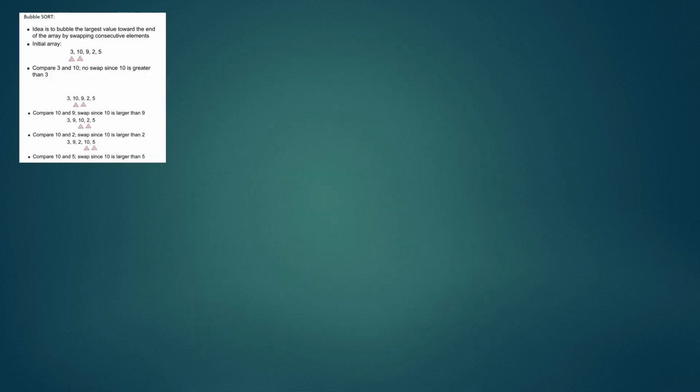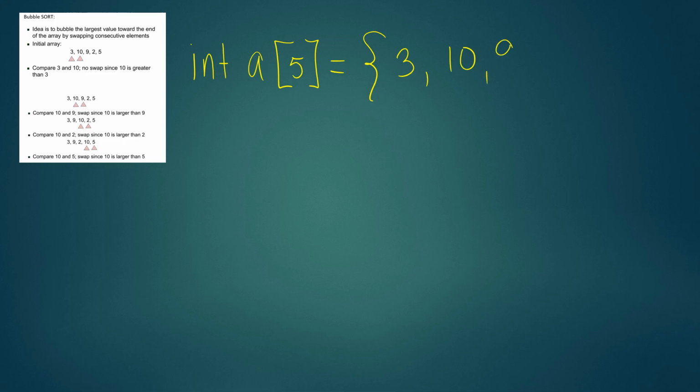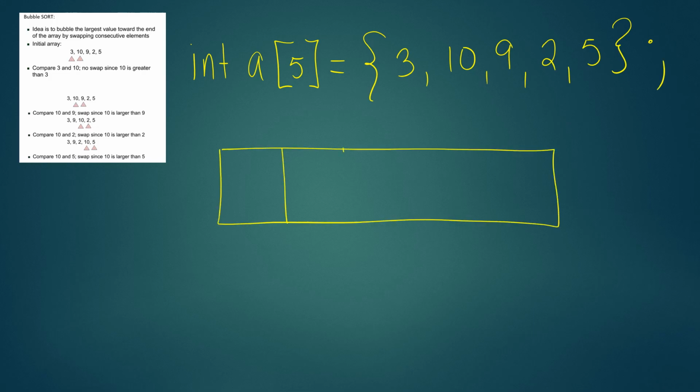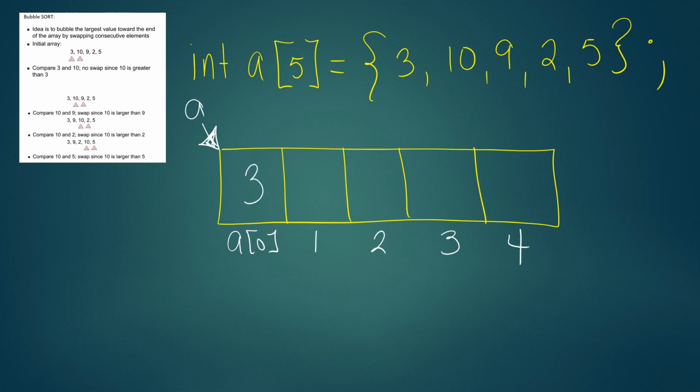So our array is int A. The size of our array is 5. The values in our array are 3, 10, 9, 2, and 5. Here's the picture of our array: 0, 1, 2, 3, 4. The array name is A, which is a pointer to the beginning of the array. This is A at index 0, which is an integer. A at index 1, 2, 3, and 4. The values are 3, 10, 9, 2, and 5.